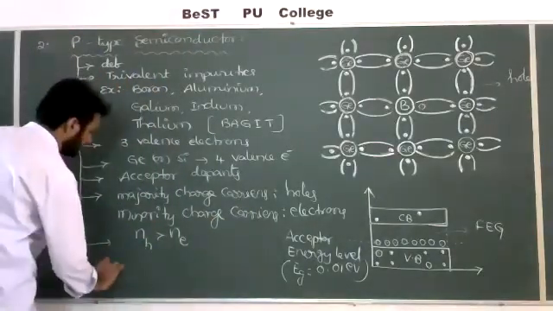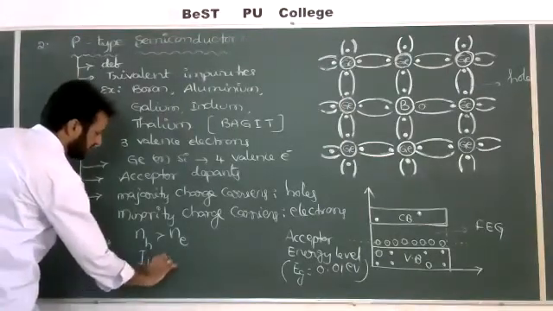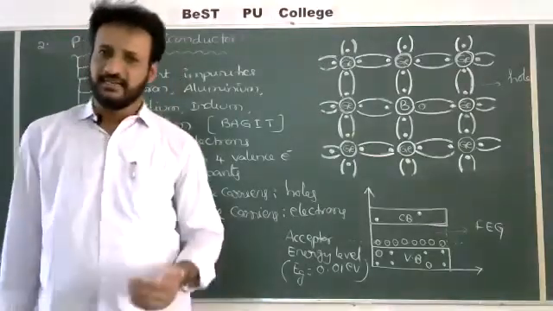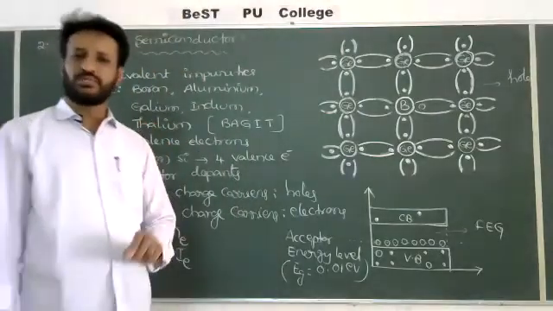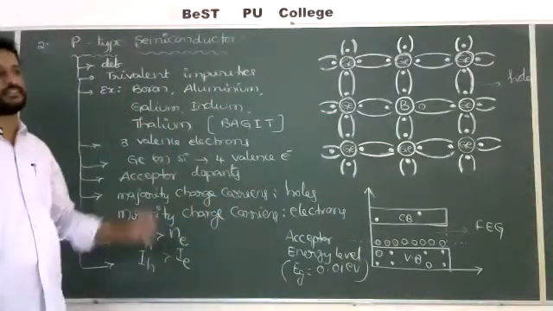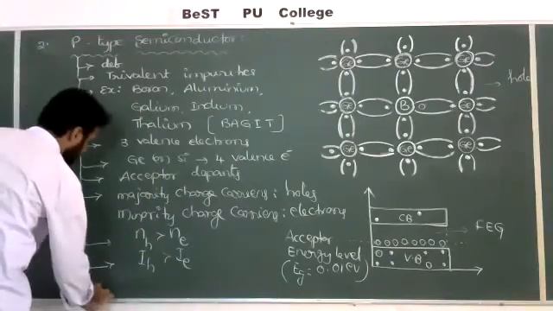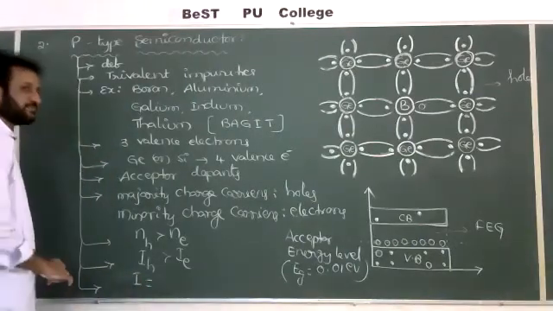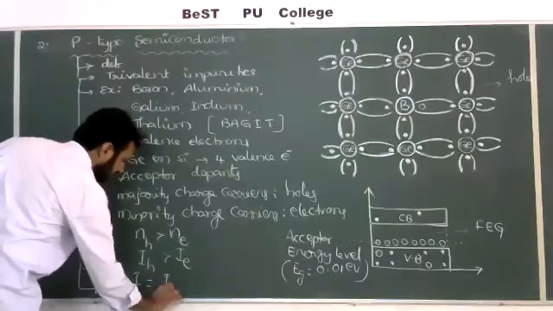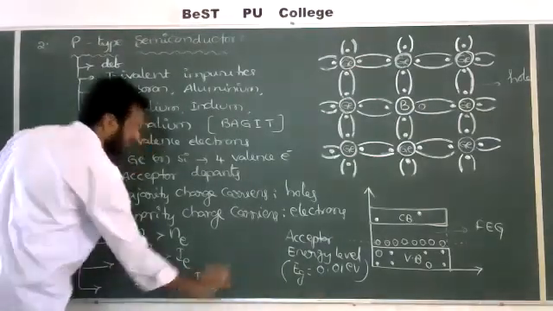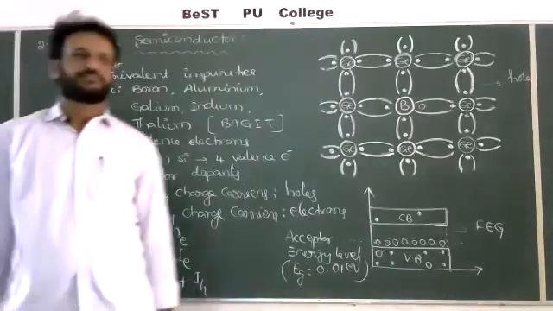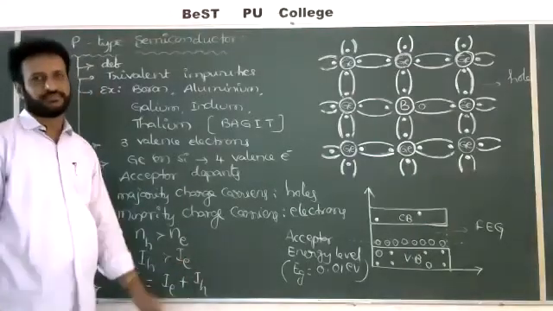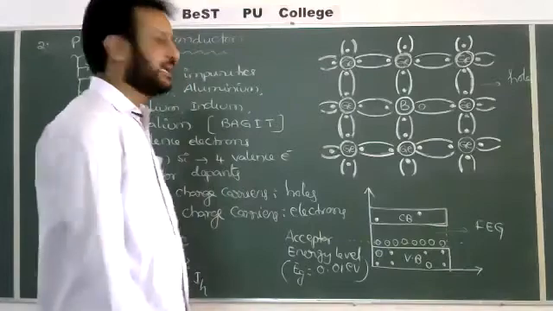Similarly, current due to holes is greater than current due to electrons. But what is the total current? Adding both, I is equal to IE plus IH. Total current I is equal to IE plus IH.